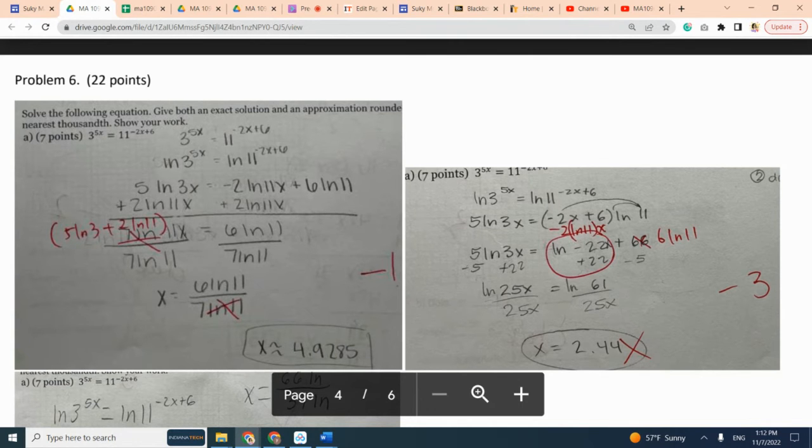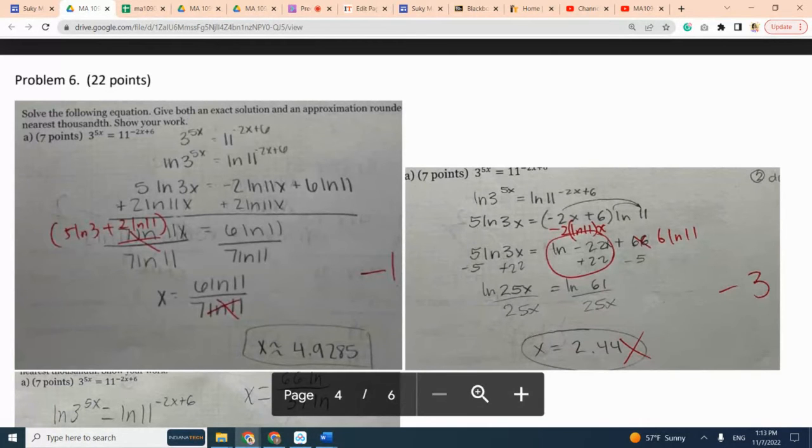So that's the mistake. Here, -2 times ln of 11 is not ln of -22. So 2 ln 11, this is ln of 11. This is not the same as ln of 2 times 11. We cannot move the 2 inside the ln. Okay, everybody? So be careful. Just leave the 2 outside of the ln. Don't move it inside or multiply it.